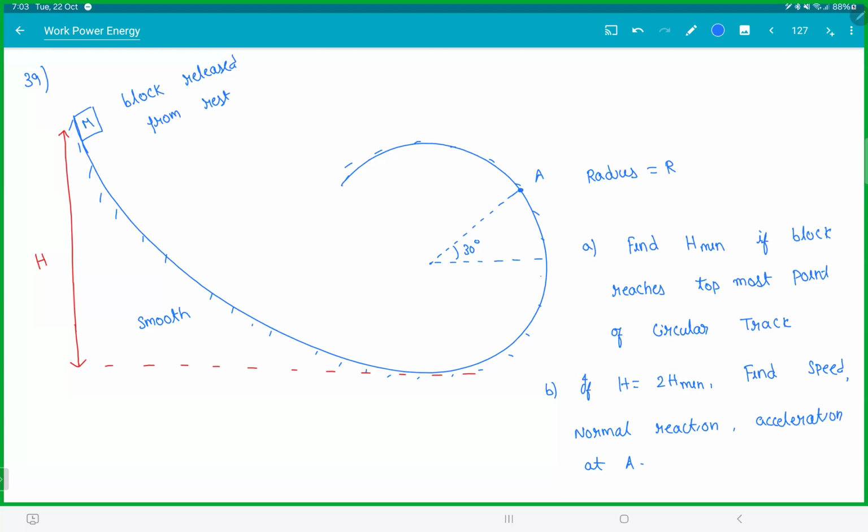So we got a circular track like this. The block is released from height h. The track radius is r. A is at an angle of 30 degrees. First question is find the minimum height required to complete a vertical circle. That's a basic question. Second is a more important one. If you are giving 2 times h minimum, then find the speed, normal reaction, and acceleration at point A.